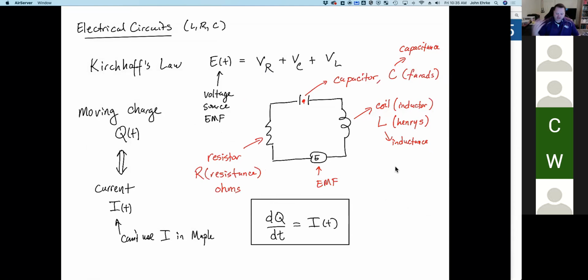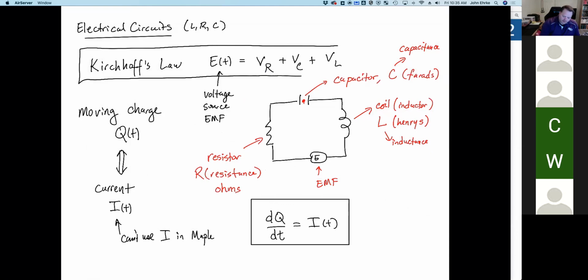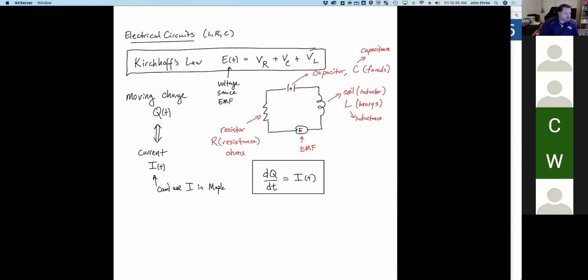Okay, so having said all of that, how are we going to use Kirchhoff's law to create a differential equation? Well, it's already an equation. It's what we call a balanced law or a physical law. I need to know what these voltage drops look like in terms of charge and current.